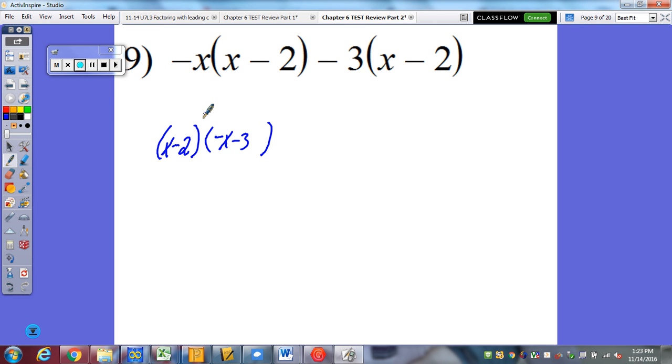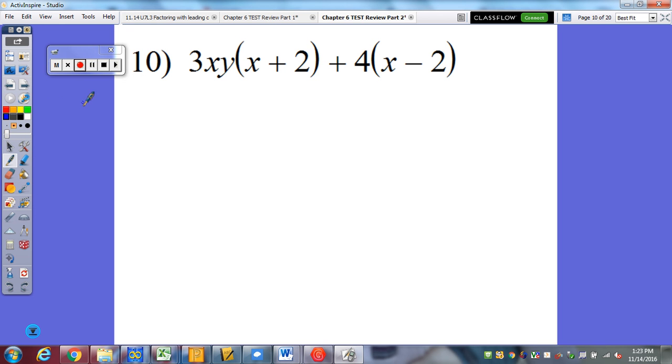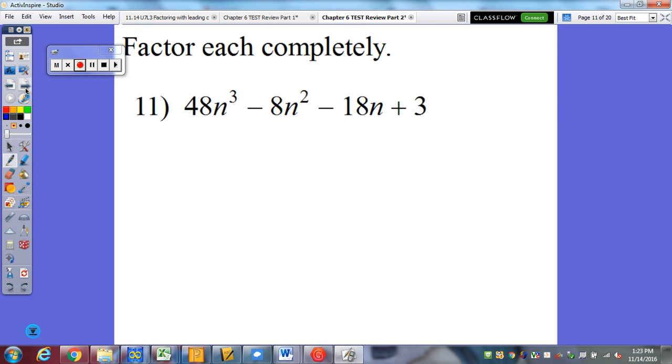Okay. The next one, again, very similar, but I got to be careful because I have an x plus 2 and an x minus 2. Well, because they're different, I can't do anything with it, so this is my answer. So factor each completely. This is factoring by grouping, okay? And we should really change that in the directions so that you're aware to factor by grouping.